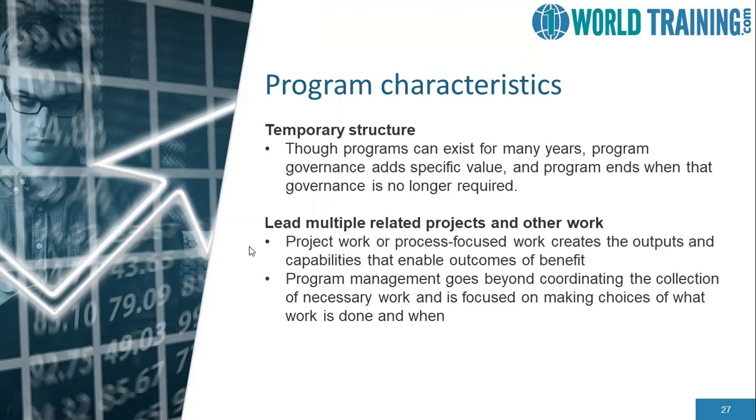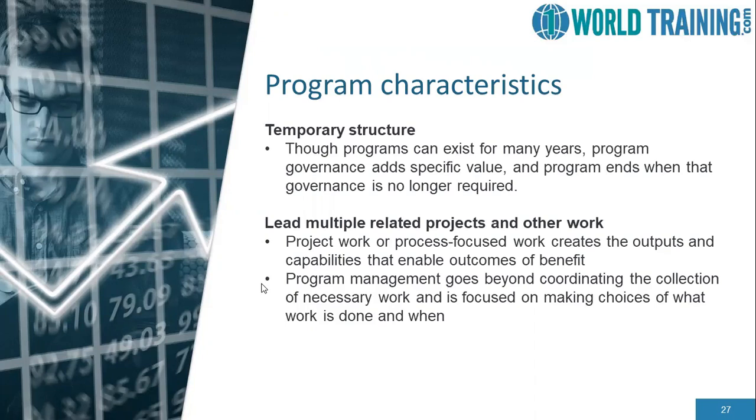Project work or process work creates outputs and capabilities that enable outcomes of benefits. We had seen earlier that outputs lead to capabilities, meaning something new is possible when there are outputs, and when that something new is done for some time, it creates certain outcomes, for example, an increase of revenues, and when that is measured, it is known as benefits.